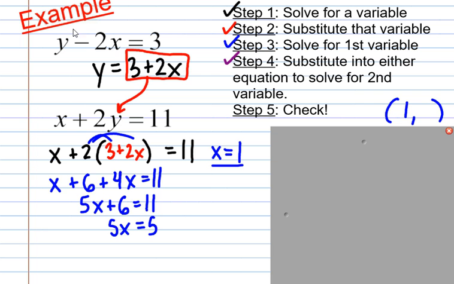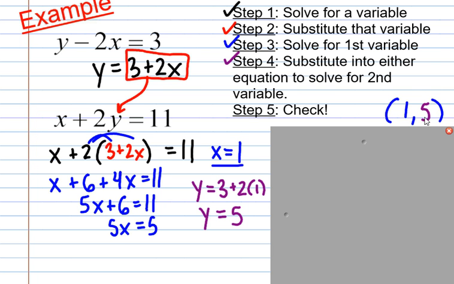I could do the original top, but that would be one extra step when I already solved the original top one for y. Or I could do the bottom one. I could put 1 in for x and then solve for y. I think this one right here is probably the easiest, so we're going to substitute 1 in for x there. So y equals 3 plus 2 times 1, and that's going to give us 5.